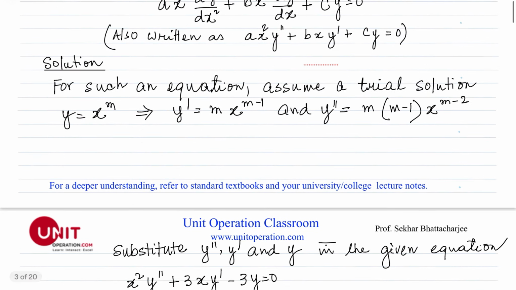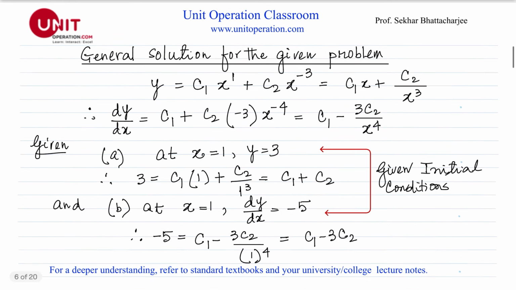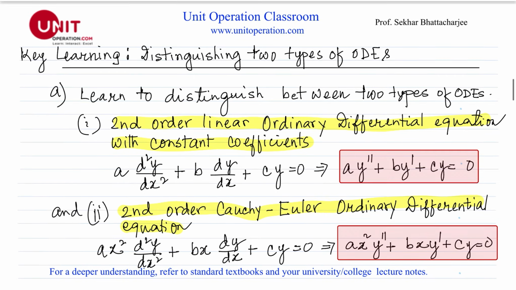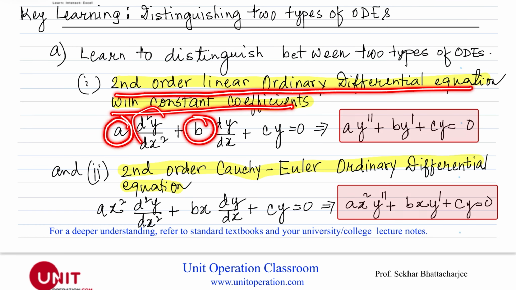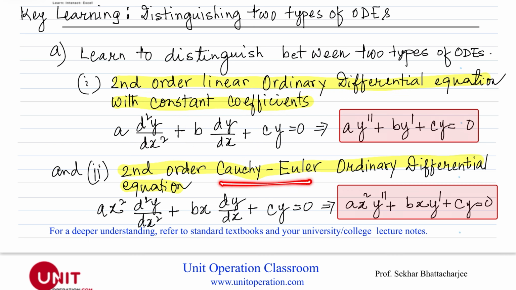Now let us see in slightly more detail what the key learning concepts are here. Distinguishing two types of ODEs is critical. Learn to distinguish between two types. The first is the second order linear ODE with constant coefficients, where A and B are constants. And the second order Cauchy Euler ODE has x squared, the square of the independent variable, and here x, the independent variable.